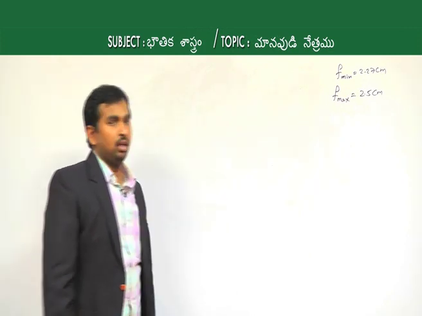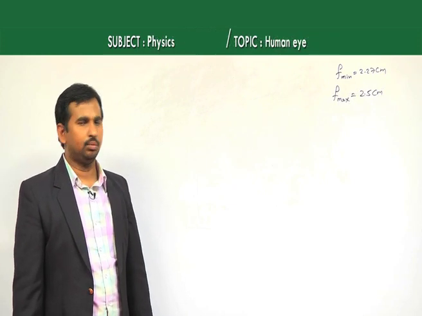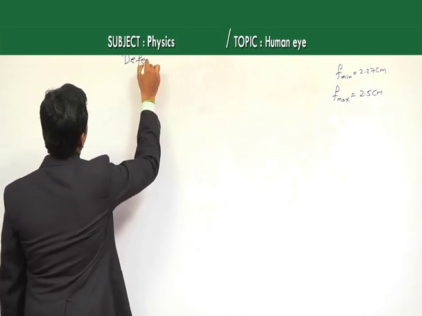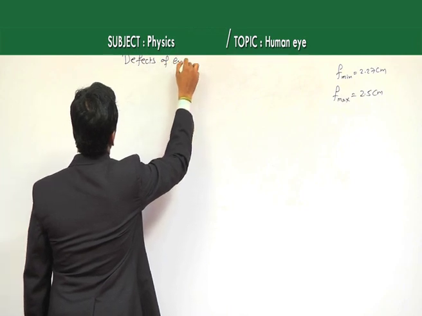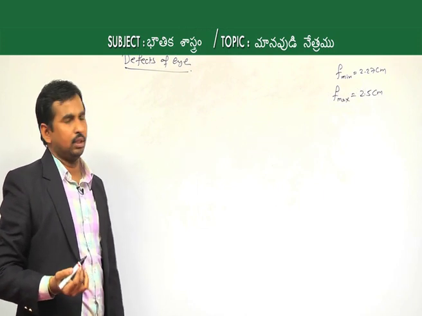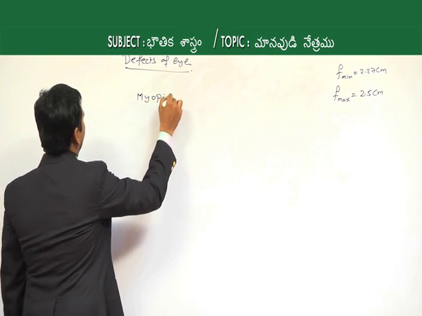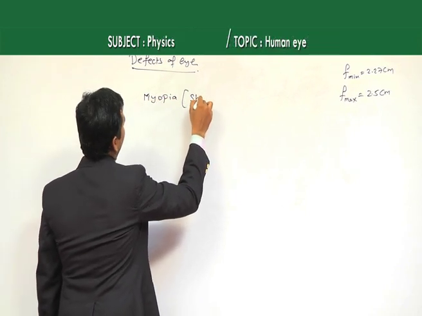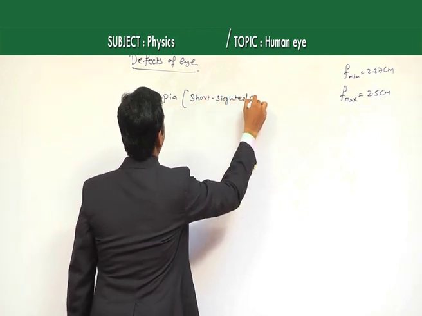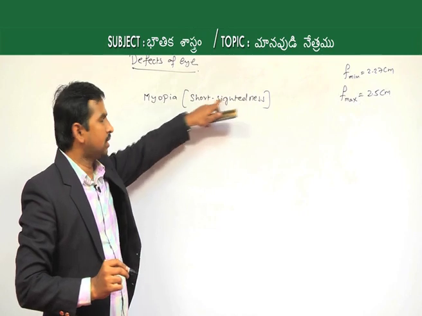Okay. Now, we will see the defects of the eye. Mainly we have a total of 3 defects. So, the defects of the eye. When taking the defects of the eye, the first one is myopia. Myopia, another name, is called short sightedness. Short sightedness means short sight.